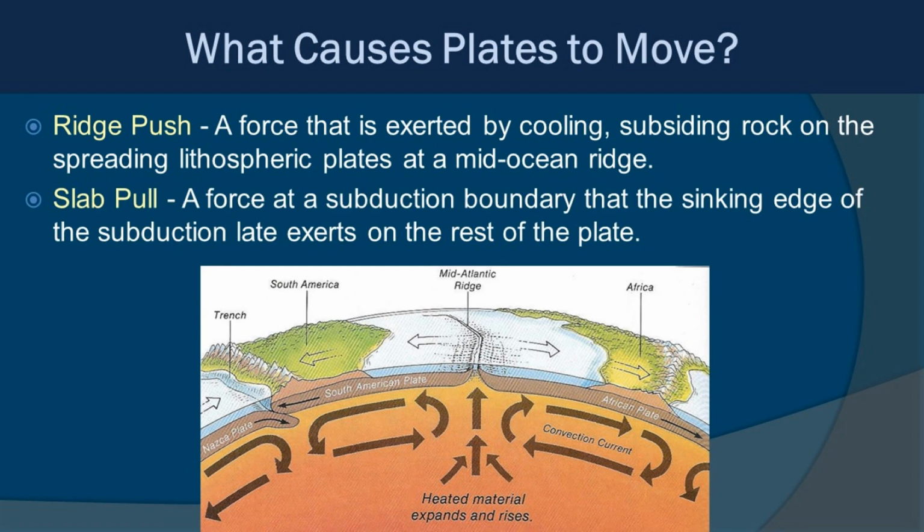There's also what we call ridge push. Now, this happens at mid-ocean ridges as the mountain ranges build up on either side of the divergent boundary. The mass, the weight of them, is pushing down on the lithosphere, and that causes a force. We also have slab pull. As a piece of the lithospheric plate is subducting under another, there is a suction force that pulls it along.